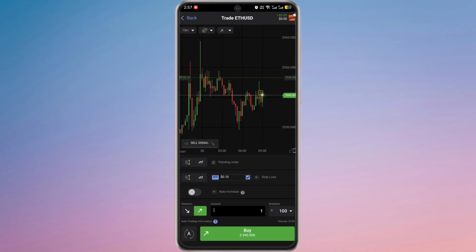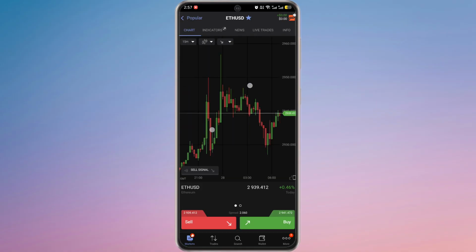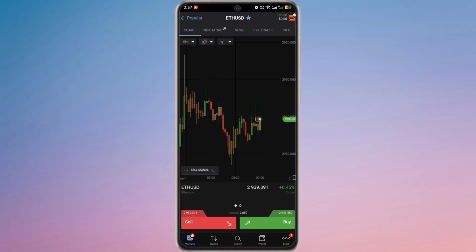Confirm your trade to open the position, which will then appear in the trade section where you can monitor or close it at any time. Now you know how to trade stocks and indices on Libertex.